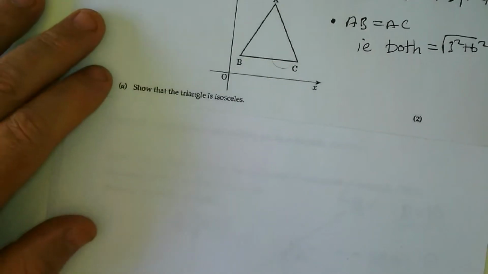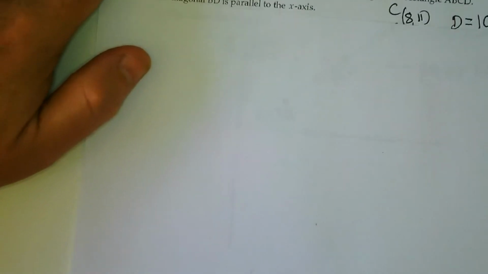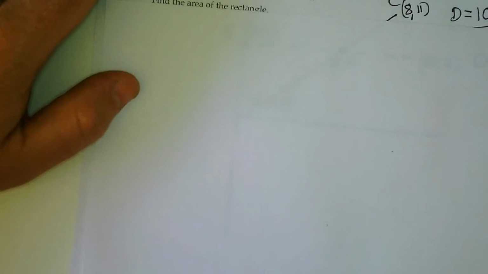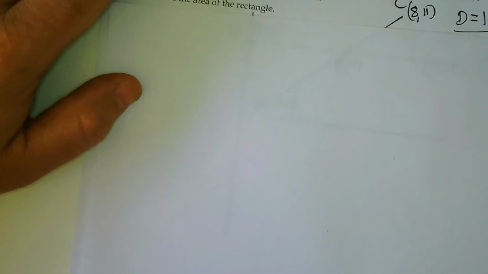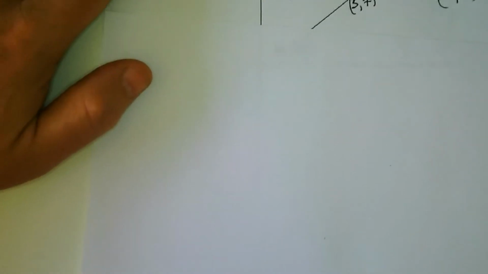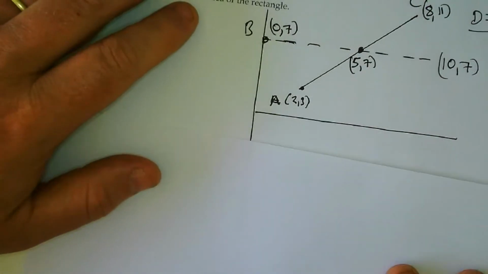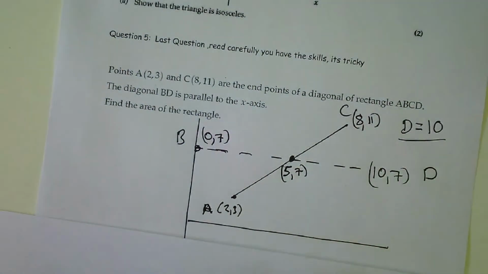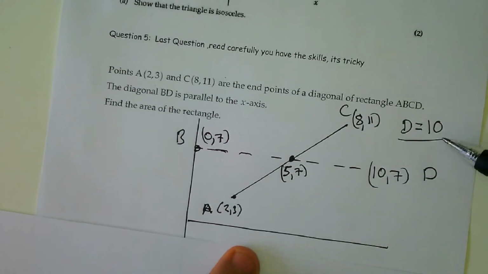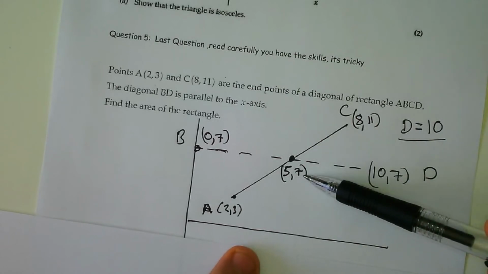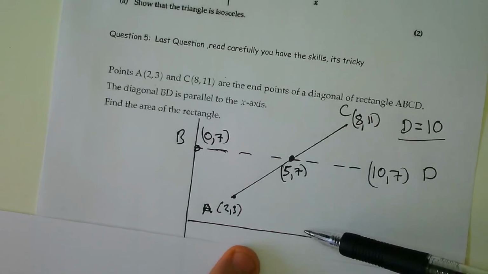Now the really tricky one, and I've got to admit only 1 or 2 people got it right, and it was not that hard. Okay, so find the area of a triangle. So what I'm going to do is show you the drawing I've done, and then I'll take you through it. So there's the A and the C that you were given. I worked out the distance was 10. I worked out the midpoint was 5, 7: x1 plus x2 divided by 2, 5, 7.